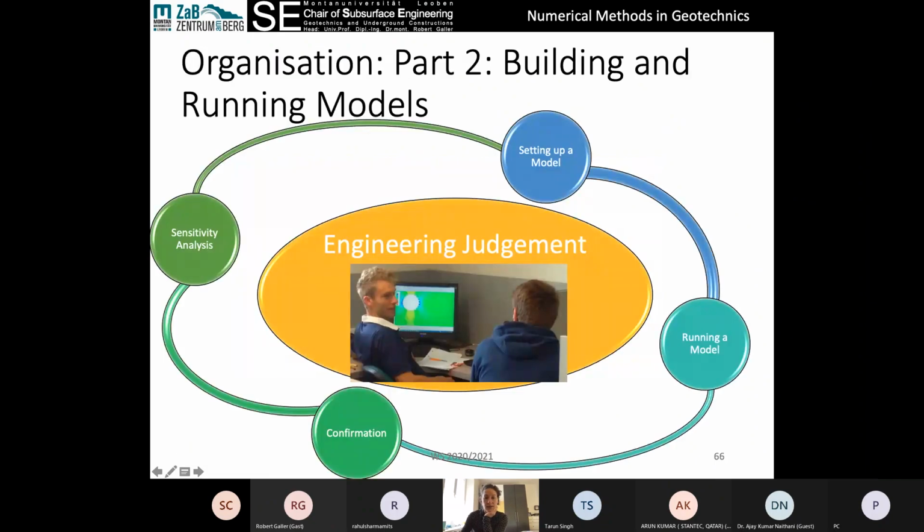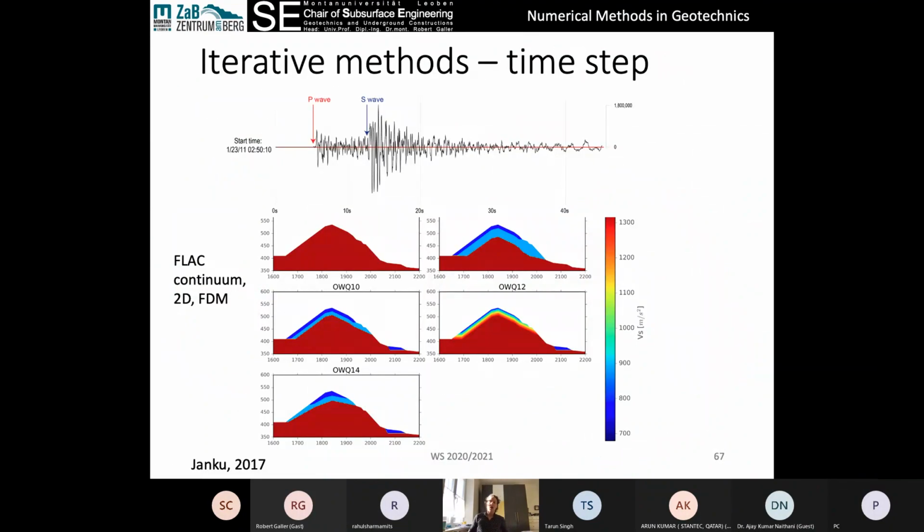All right, so that is setting up a model. So all of the different stages then, or things to consider when setting up a model. The next thing to think about is running a model. So depending on the solution or the code that you're using, there are different ways of thinking about running your model.